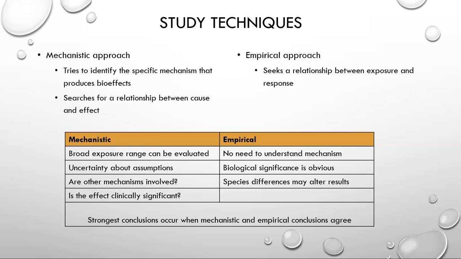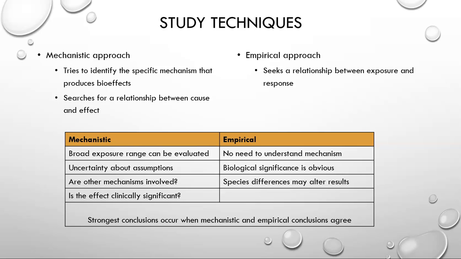An empirical approach, on the other hand, seeks to find a relationship between an amount of exposure and a response, without necessarily identifying what caused the response. So with mechanistic studies, broad exposure ranges can be evaluated, but there's a lot of uncertainty about the assumptions involved. Were there other mechanisms that caused the finding? Is the effect even clinically significant?